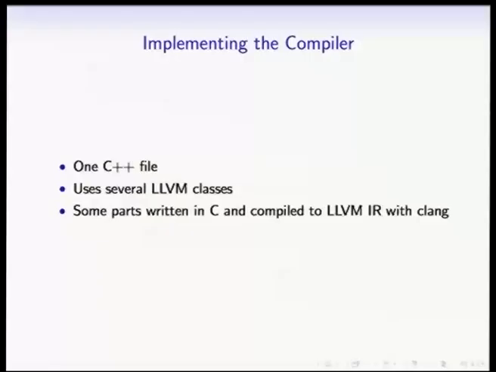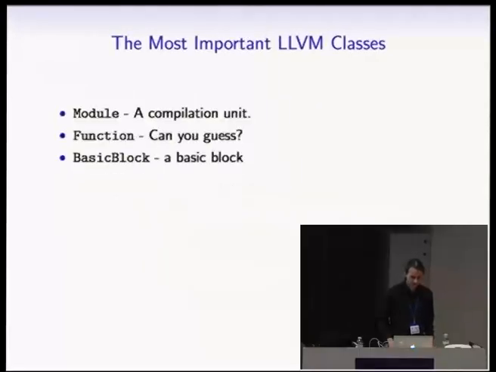So the compiler is just one C++ file, and maybe some of you have looked at this C++ file already. It uses a few LLVM classes, which I'll go through quickly now. And some parts of this are written in C and are compiled using Clang and are then linked into the program. So I've kind of gone through what some of these things are already. These are the LLVM classes.